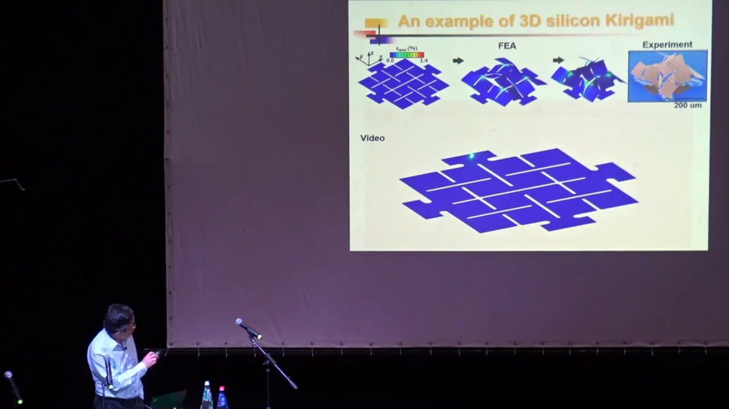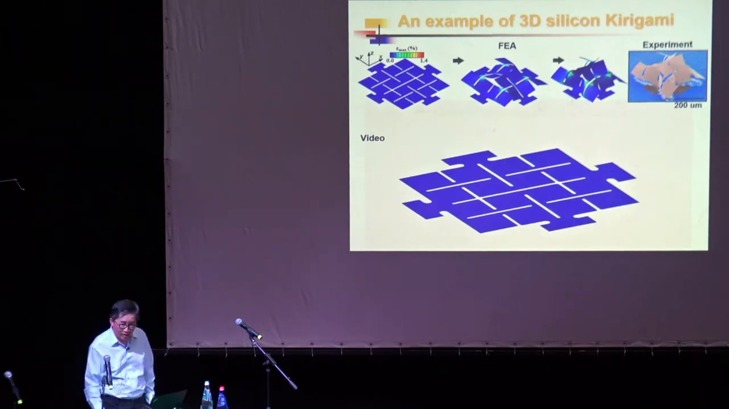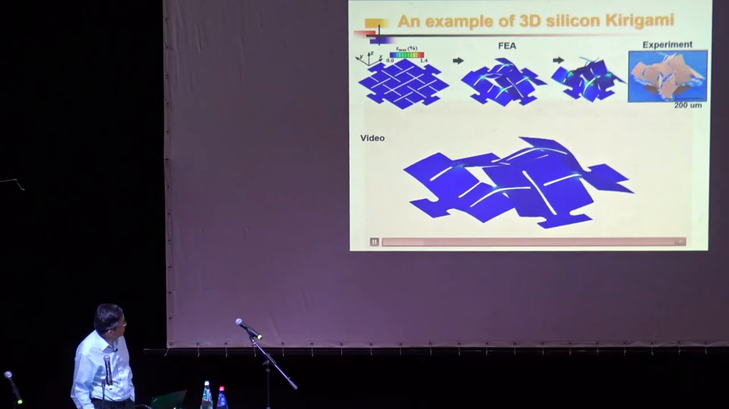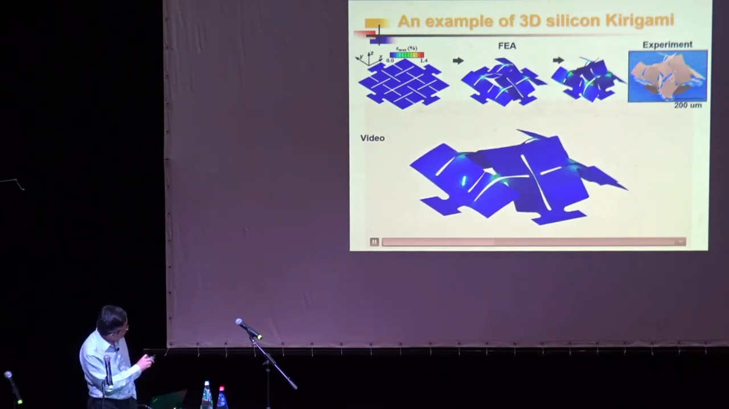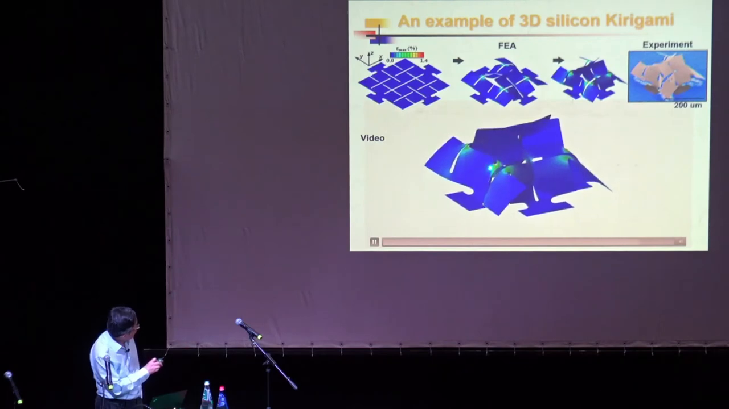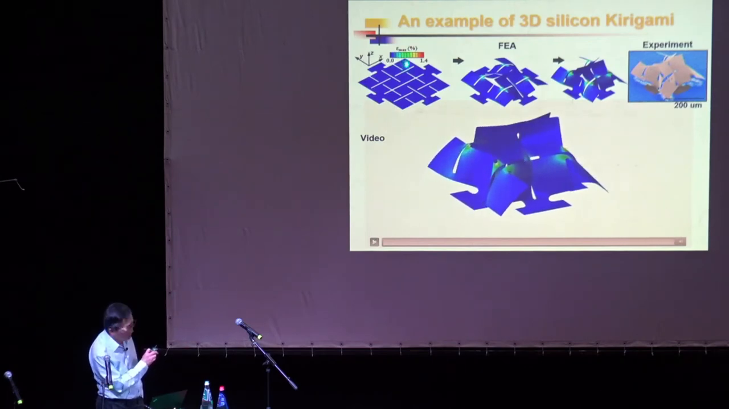Look at the picture here. These four on the side are the bonding sites. This is the square film with lots of cuts. Let's see what kind of three-dimensional structure it forms. You can see the 3D formation process. This pops up, and the strain level here is quite low. It's only 0.3%, almost a factor of 10 less than its fracture strength.